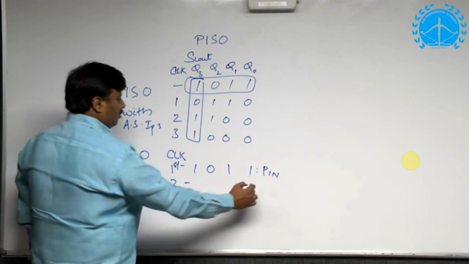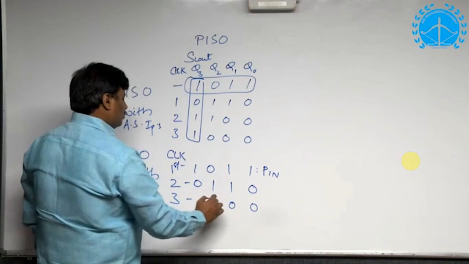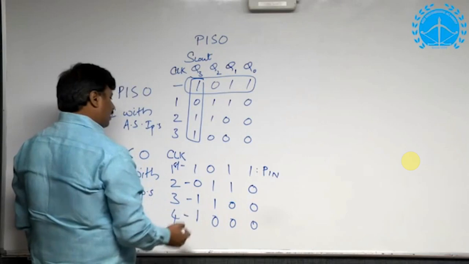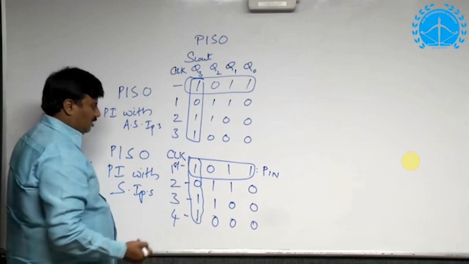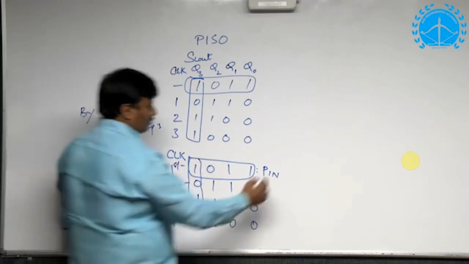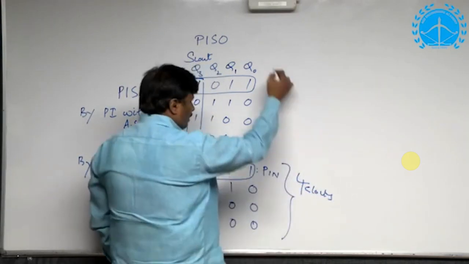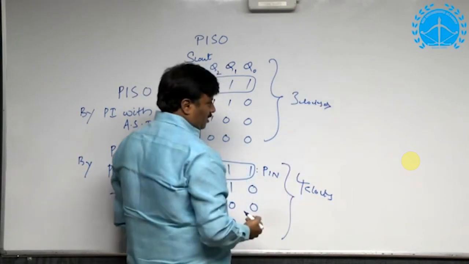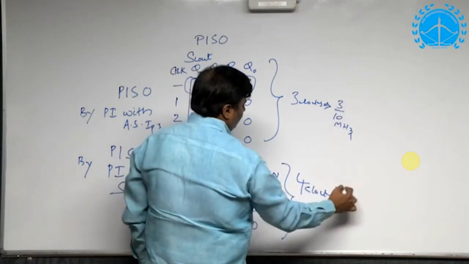Second clock, you load 0 here, shift 110. Third clock, you load 0 here, shift 011. Fourth clock, you load 0 here, shift 001. So parallel in in the first clock, serial out in the remaining three clocks. Here also, the first clock is common for parallel in and one bit appearing serial out. Total number of clocks is 4. Finally, PISO by sync inputs requires 4 clocks. PISO by async inputs requires 3 clocks. According to the question, the frequency given is 10 MHz. So the time taken is 3 by 10 MHz here and 4 by 10 MHz here.